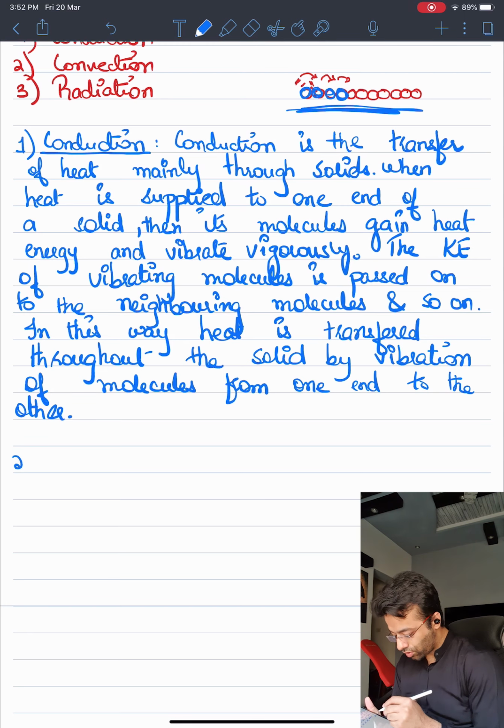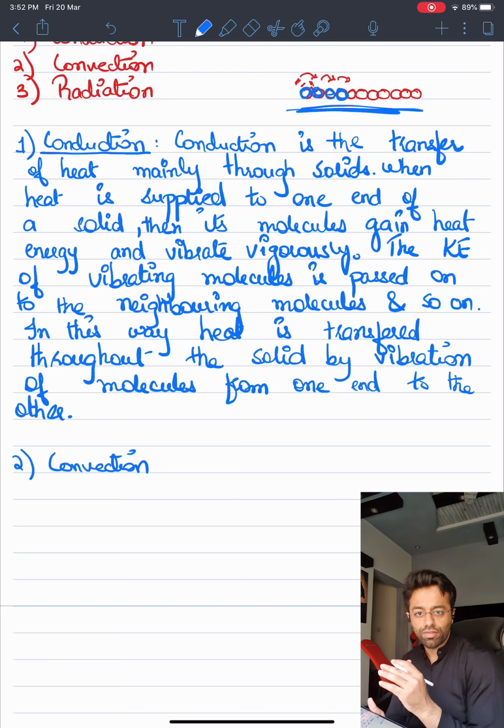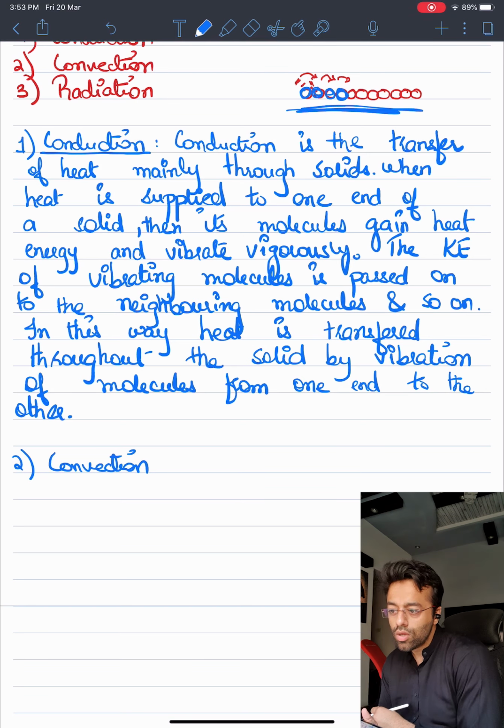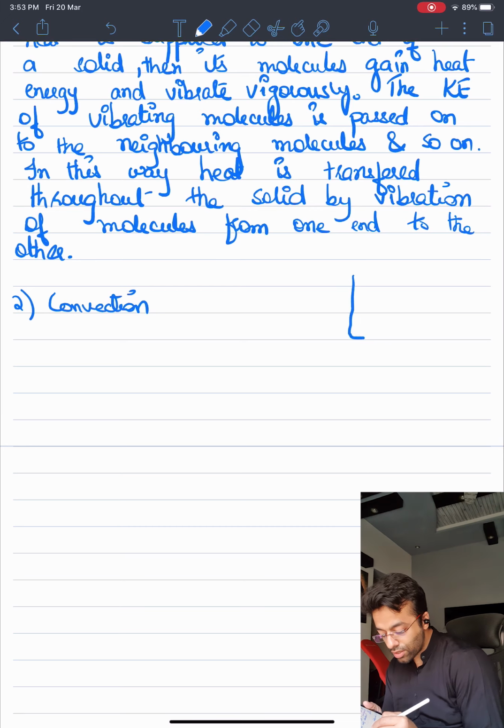Okay, so next we have convection. Okay, these lectures are supposed to be short, and they should not exceed 10 minutes, but if I write all these definitions, they will take more than 10 minutes. So I would want you guys to write these definitions with me, because that would help you to remember all this. So what happens in convection?